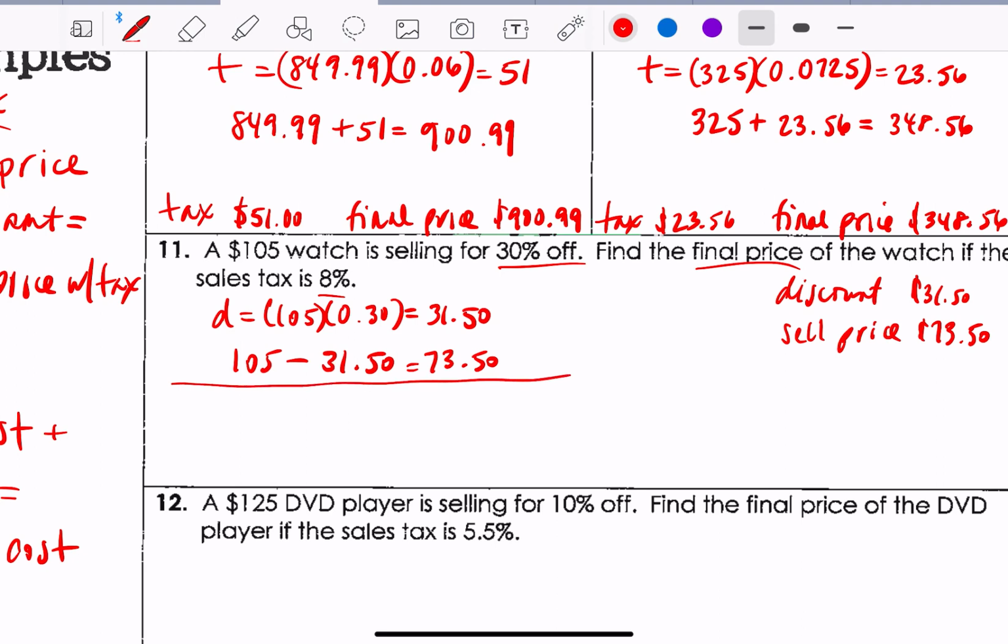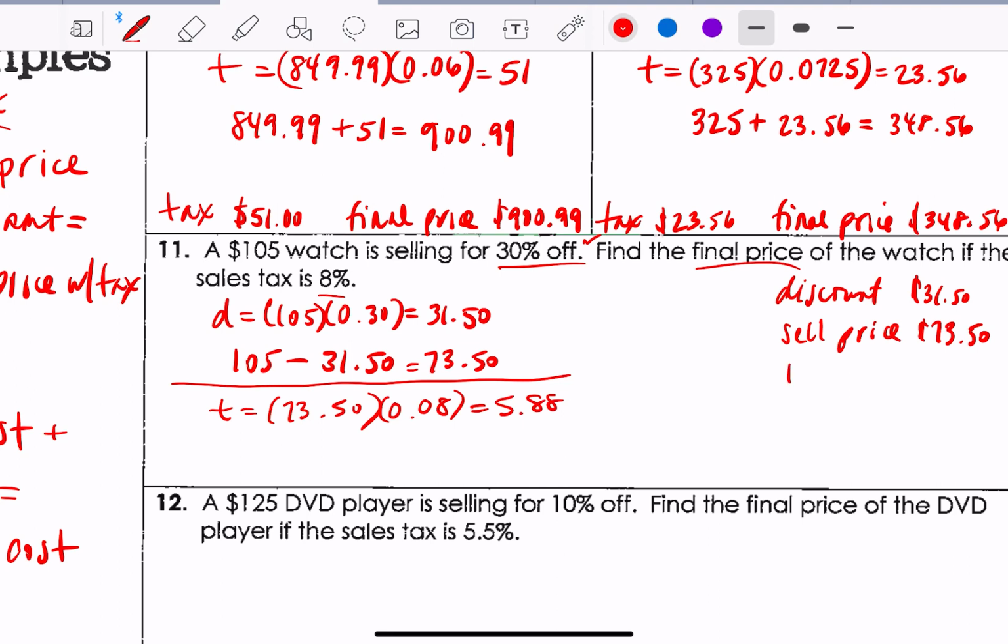So I did the first part of this problem and got my new selling price based on the discount. Now I need to find the final price for the watch if the sales tax is 8%. So for my tax, I'm not using 105 as my total. I'm using the selling price, $73.50. And then I'm multiplying it by that tax, which is 0.08, right? 8% as a decimal is 0.08. And when I do that, I get $5.88 is going to be the tax.